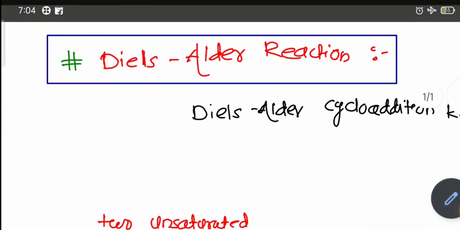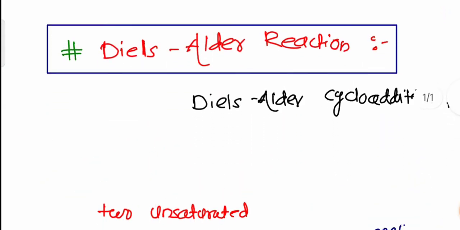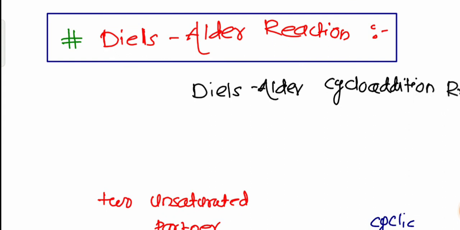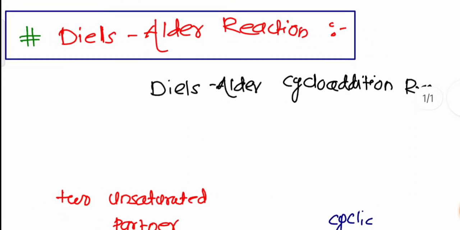Let's see the third important reaction, that is the Diels-Alder reaction. As we are aware of pericyclic reactions, these are reactions that go through a cyclic intermediate, or better to call it a cyclic transition state. The reactions that go around the cycle are called pericyclic reactions. Now the Diels-Alder reaction belongs to the category of cycloaddition reactions. So that reaction is also called the Diels-Alder cycloaddition reaction.